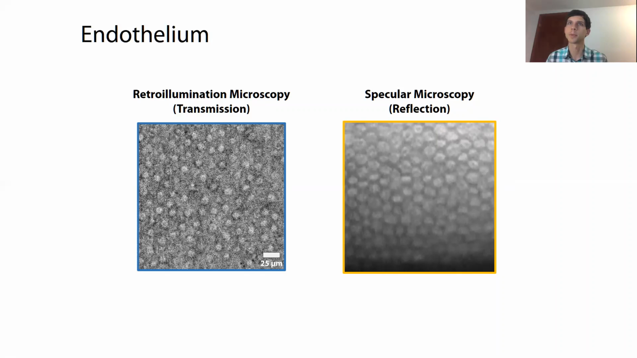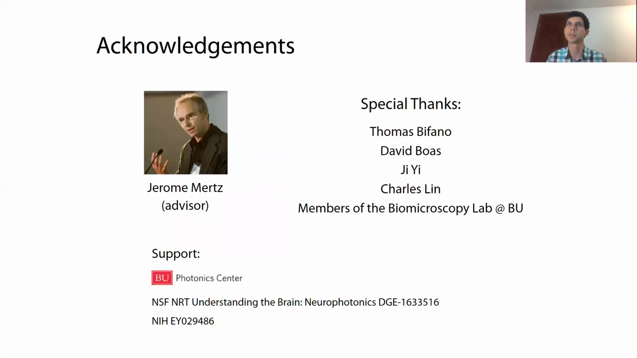So this is explainable because transmission imaging and reflection imaging have a slightly different coverage of the optical spatial frequency domain. And this is a clear example of how transmission imaging might be sensitive to other structures.